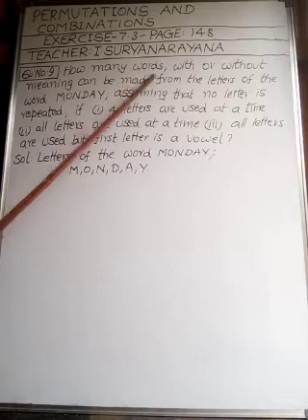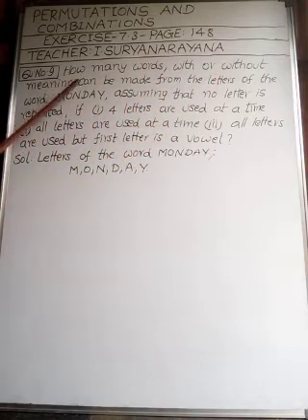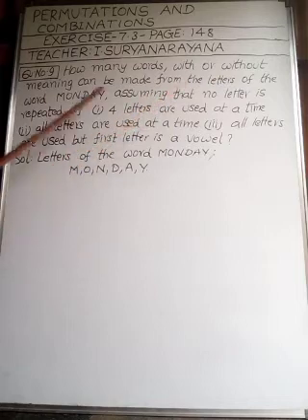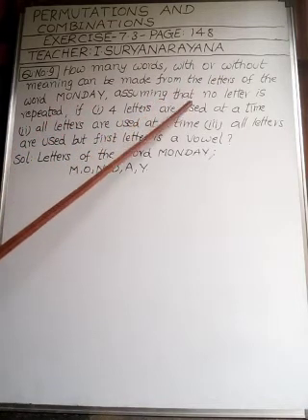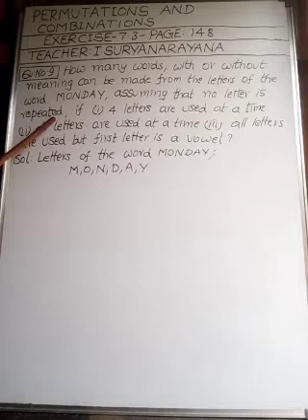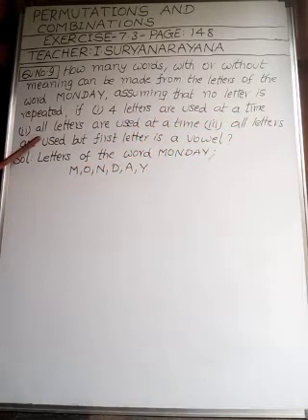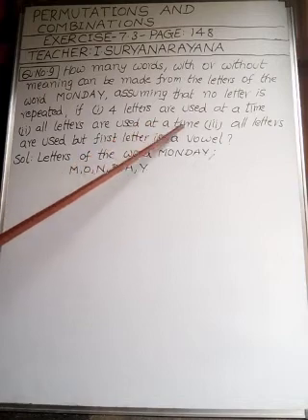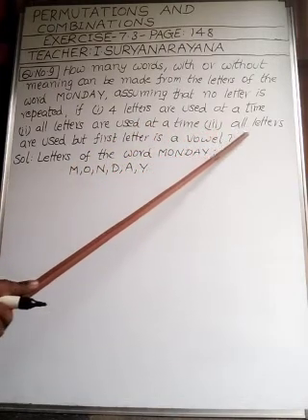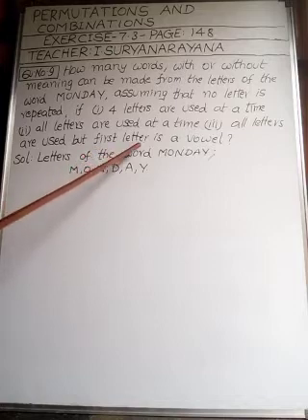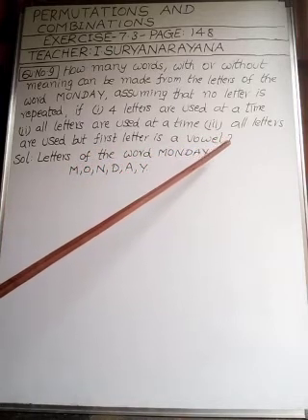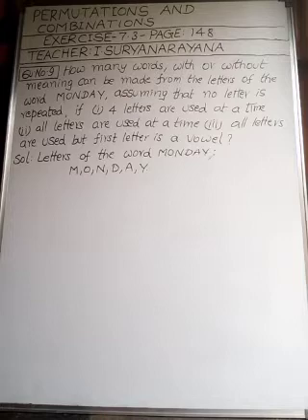How many words with or without meaning can be made from the letters of the word MONDAY, assuming that no letter is repeated? No letter is repeated. First part: 4 letters are used at a time. Second part: all letters are used at a time. Third part: all the letters are used but the first letter is a vowel. Understood this question, my children? In this question there are 3 parts. Okay, my children, right. Come to the solution part.